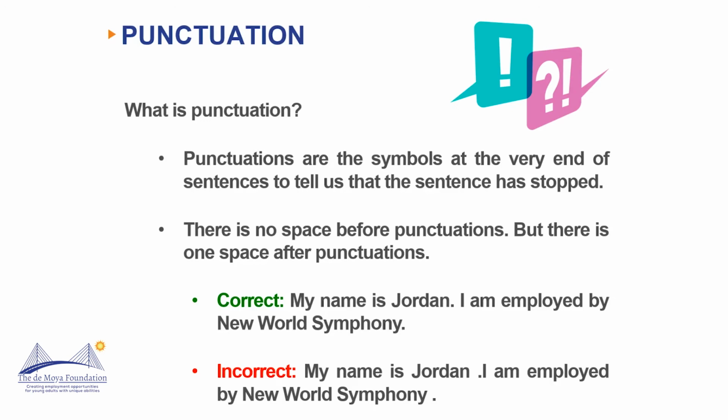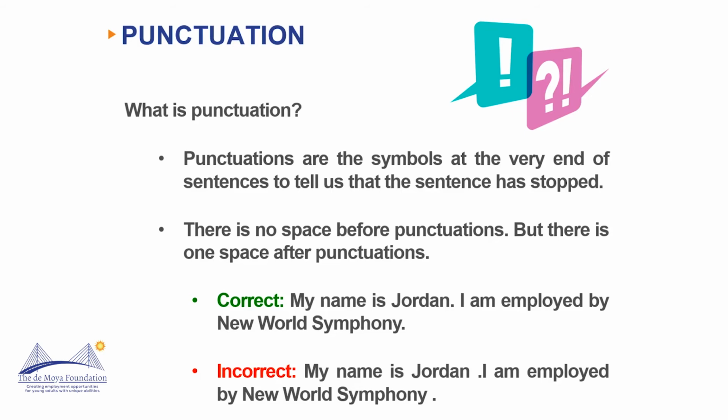We are almost done, guys. We are going to talk about punctuation. What is punctuation? Punctuations are the symbols at the very end of sentences that tell us that the sentence has stopped or finished. It's really important to remember that there is no space before punctuations, but there is one space after punctuations.